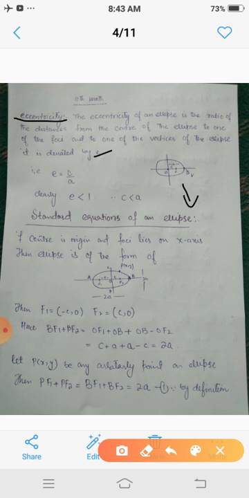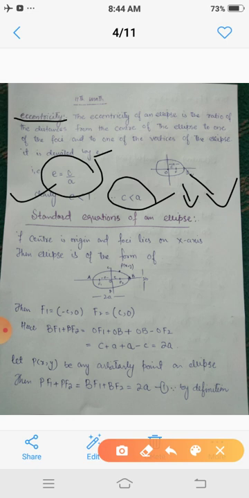Here the distance of this focal point F from the center is c, and the distance between the center and the vertex is a, because the semi-major axis is a. This means that e equals c by a is the number which is called the eccentricity of an ellipse. This eccentricity is always less than 1 because c is less than a. So in this way we define the eccentricity of an ellipse.